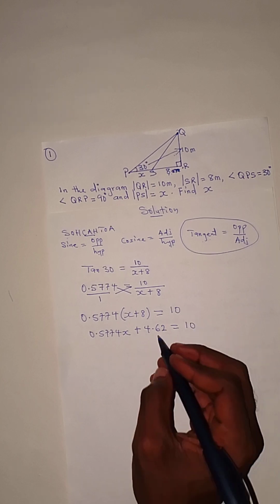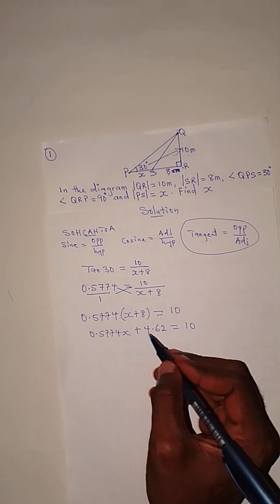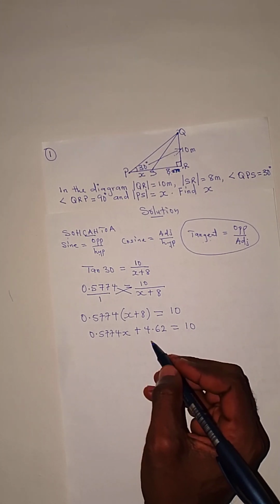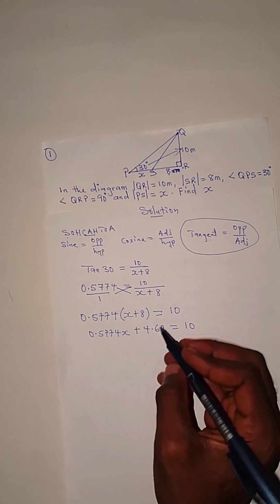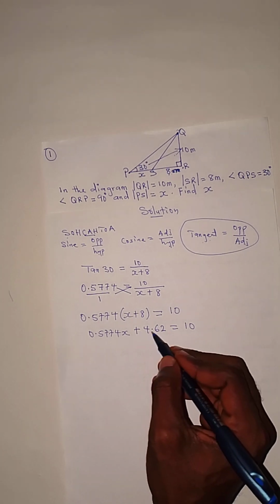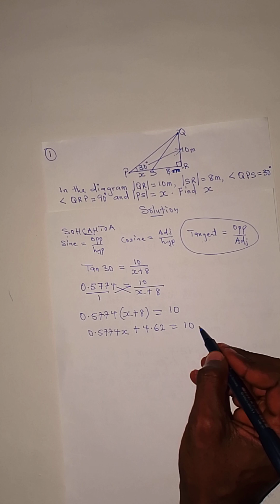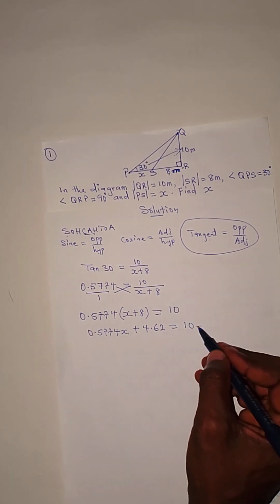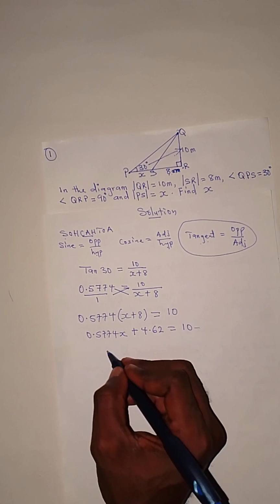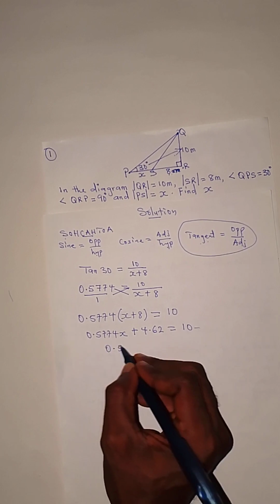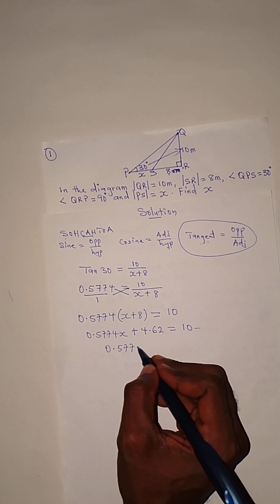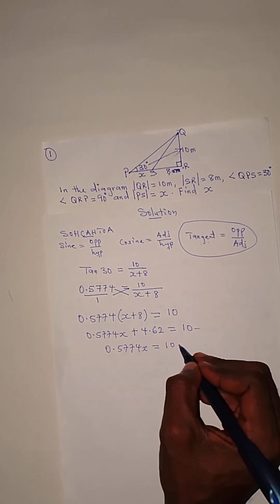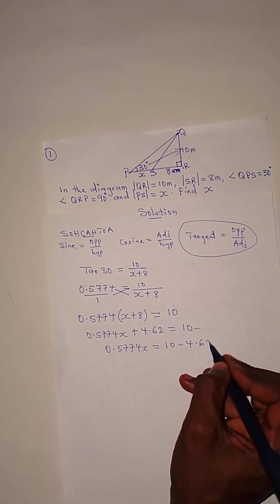Okay, so now at this point, to get the value of x, we need to subtract 4.62 from both sides. Or you can simply say, carry this plus 4.62 and cross over to this side. You know, when positive crosses the equality sign, it becomes negative. Okay, so we are going to have 0.5774x equal to 10 minus 4.62.